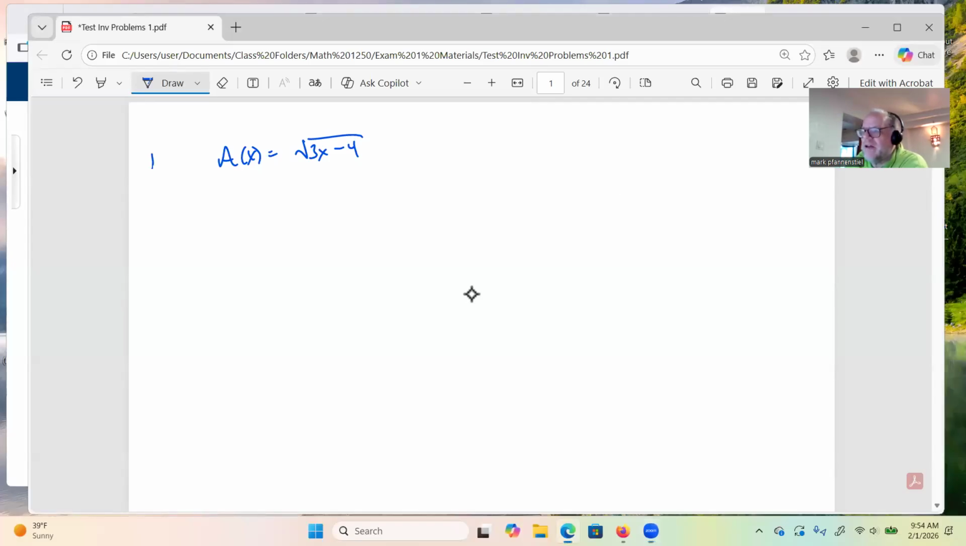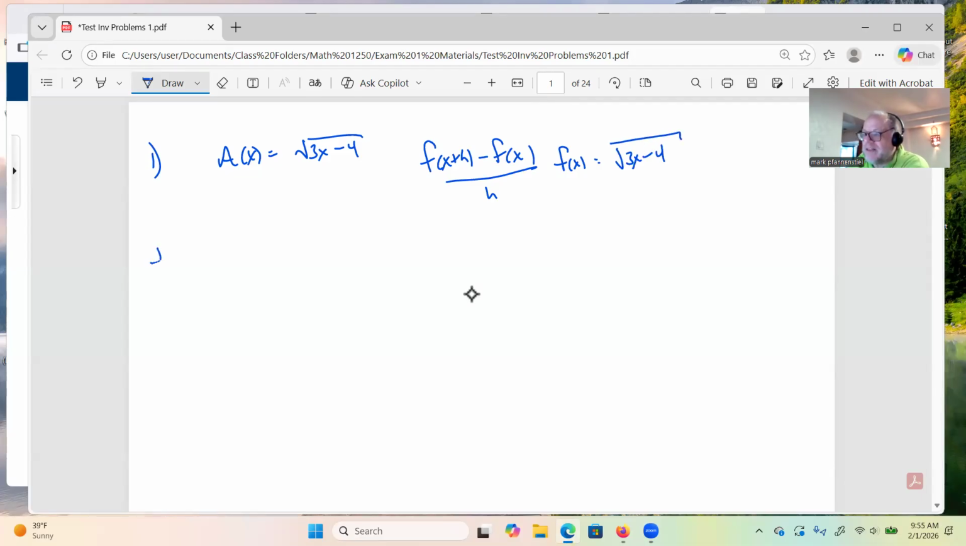So we are looking at problem inventory number one, problem inventory for the first test. This is problem number one. Here we go with difference quotient. We're going to find the difference quotient for a of x equals the square root of 3x minus 4. So the idea is we're going to do f of x plus h minus f of x, all over h, when f of x, a of x in this case, equals the square root of 3x minus 4. Okay, and that's what we're doing.